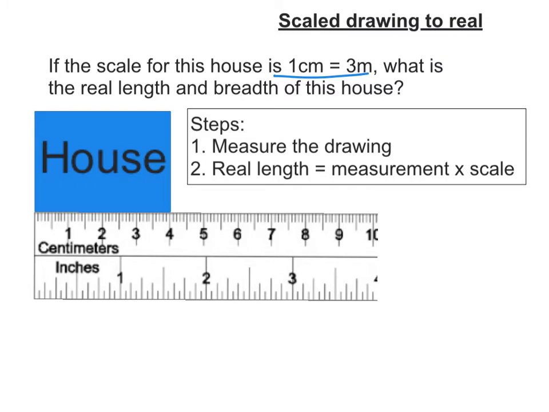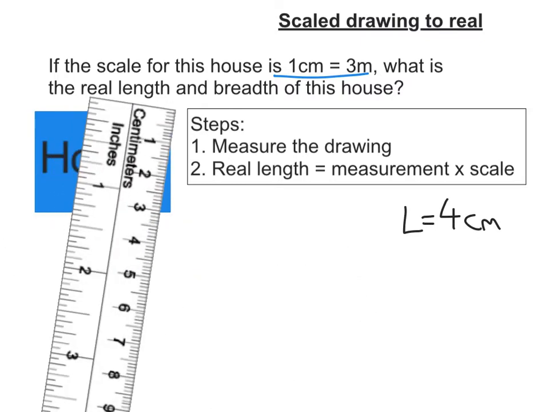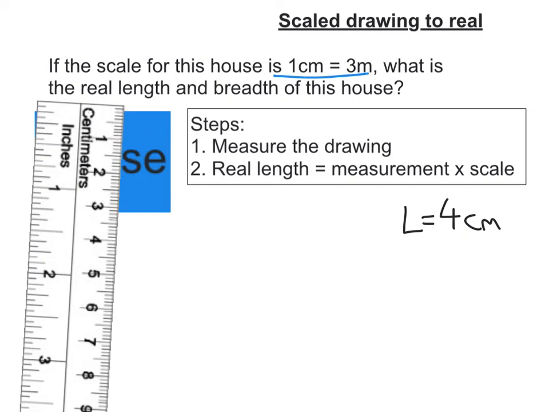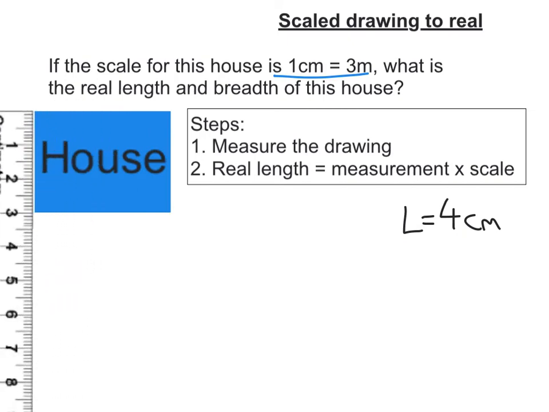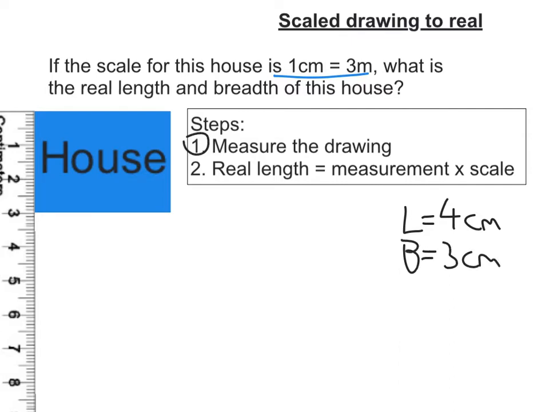The scale drawing is 4 centimeters. So let's just write that down, 4 centimeters, and let's find out its breadth. Turn it around, put it over here. 3 centimeters. So its breadth is 3 centimeters. So that's step 1. Now let's do step 2.